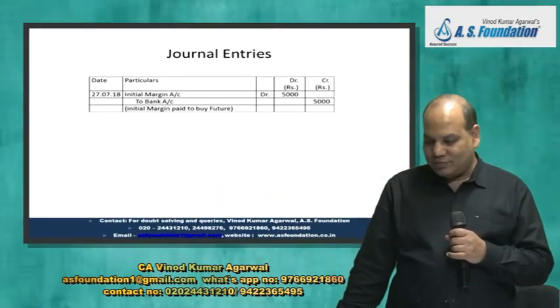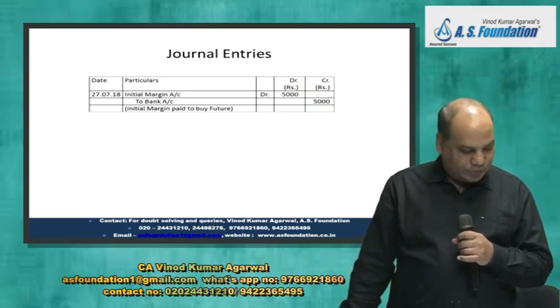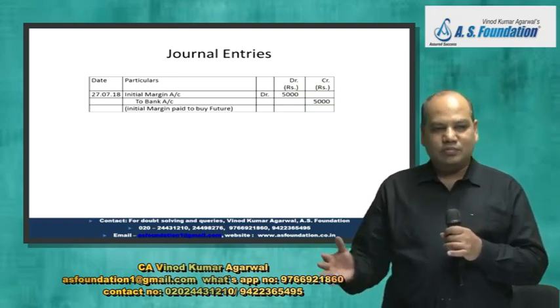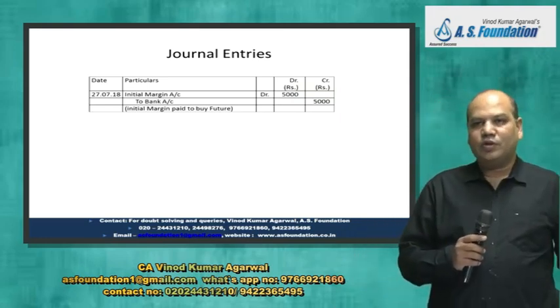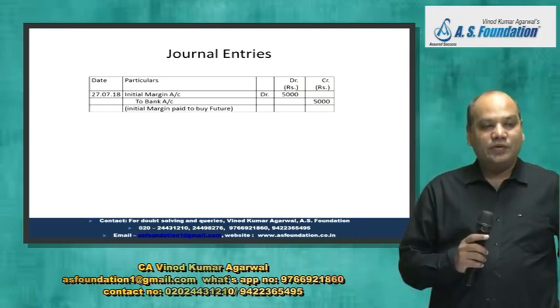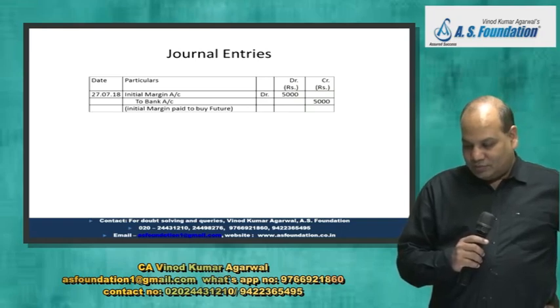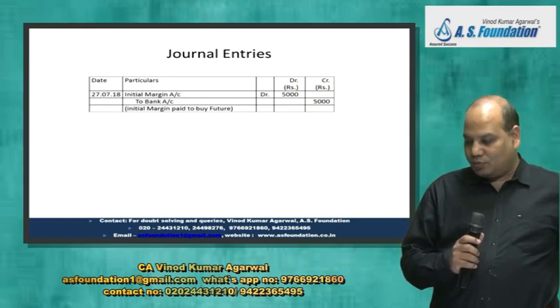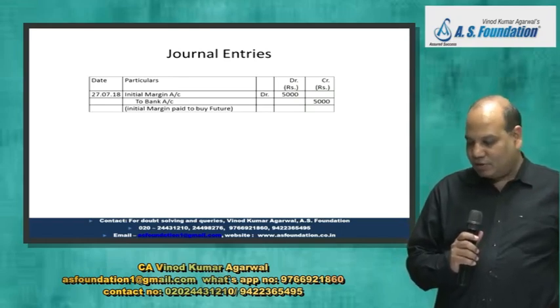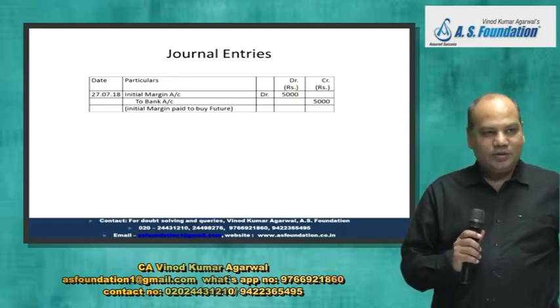So write down in the books of Mr. A, or in the exam they will give you A Limited. This is for understanding. This is how the entries are passed. Journal entries: draw a one page format in case you want to draw the format. Date, particulars, debit, credit.